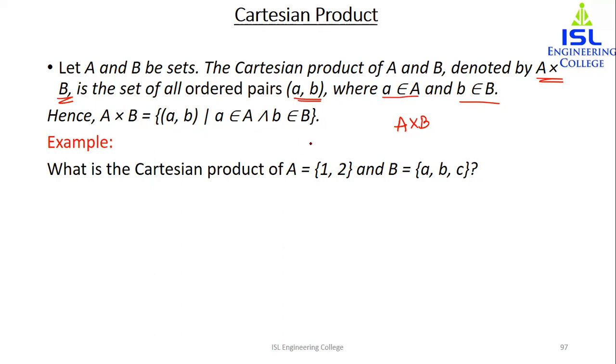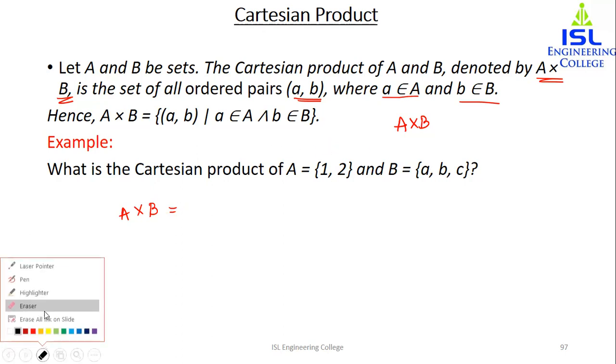Let's understand this with the help of an example. If we have A equal to {1, 2} and B equal to {a, b, c}, then what will be the Cartesian product A cross B? In this case, we have to consider a small a, which is our element of capital A, or we can consider x and y because we already have a and b over here. So for this, let's consider x and y.